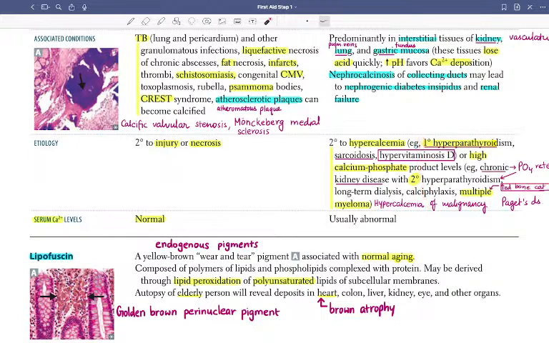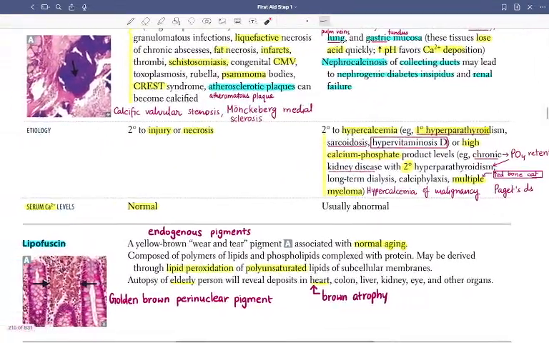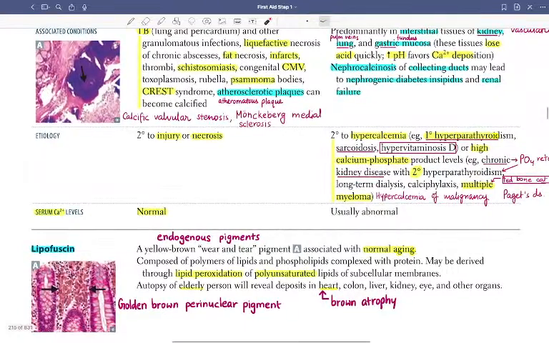And chronic kidney disease with secondary hyperparathyroidism, primary hyperparathyroidism, sarcoidosis, hypervitaminosis D, high calcium phosphate. Chronic kidney disease with secondary hyperparathyroidism because you have phosphate retention in this case, long-term dialysis, calciphylaxis, multiple myeloma, hypercalcemia of malignancy, Paget's disease, increased bone catabolism. This is usually abnormal, but this can be normal.